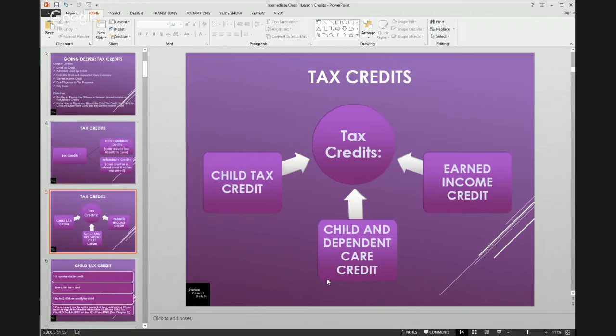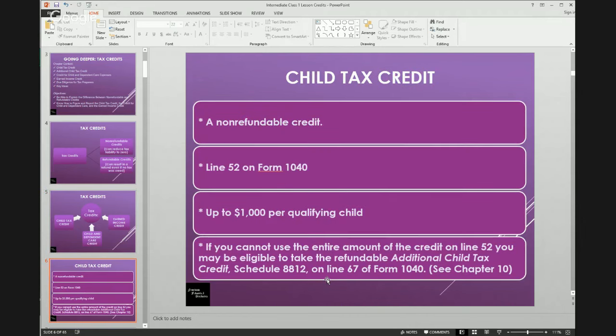We're going to be talking about the child tax credit, the child and dependent care credit, and earned income credit tonight. The first one's going to be the child tax credit. This is a non-refundable credit. You would see it on line 52 of the Form 1040, and it's for up to $1,000 per qualifying child.